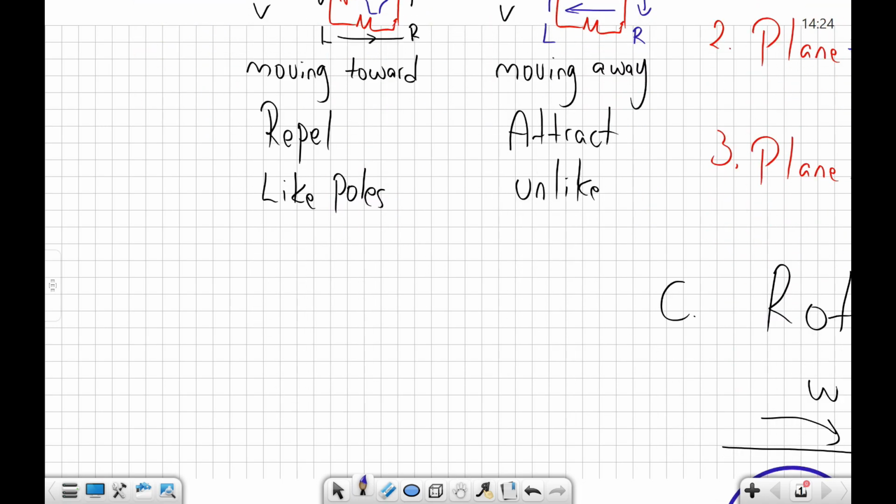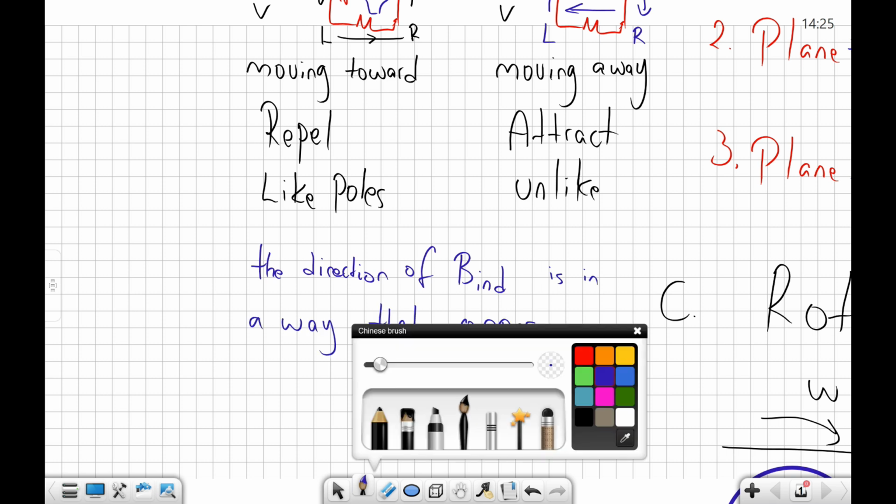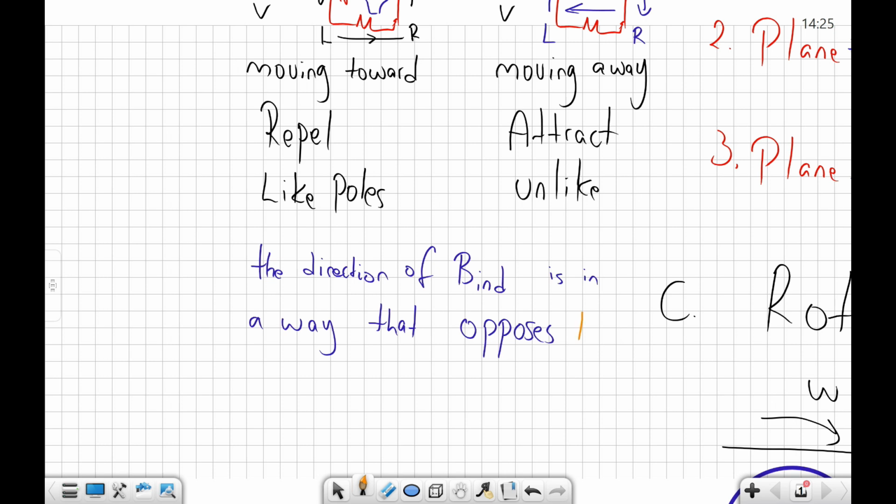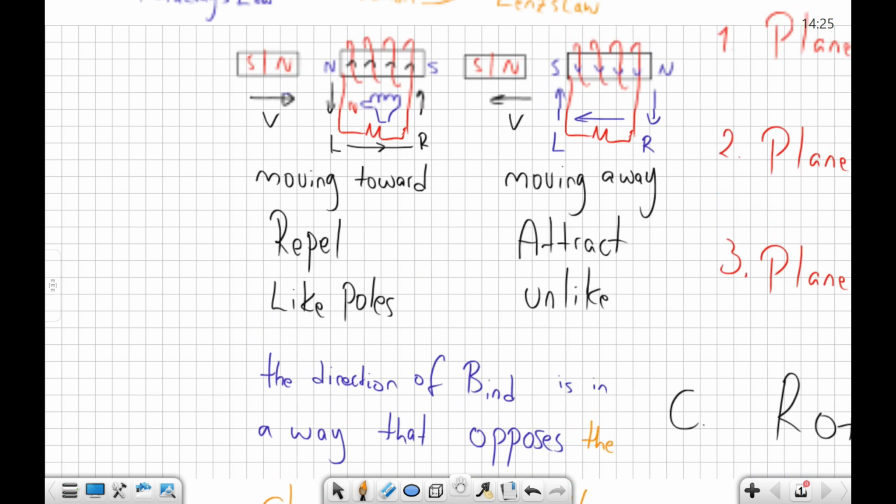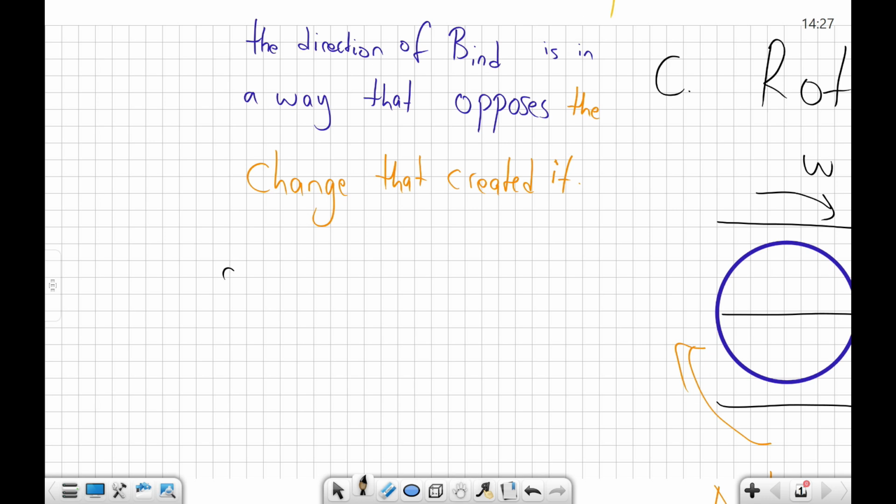So what is Lenz's law originally talking about? It is saying that the direction of the induced magnetic field is in a way, this part is important, it doesn't always oppose the external field. It opposes the change that created it. The change that created it. Now, let's go back. What kind of change do we have? The first one is increasing, which is the case of the moving toward. In the second one, it is decreasing. We only have these two changes.